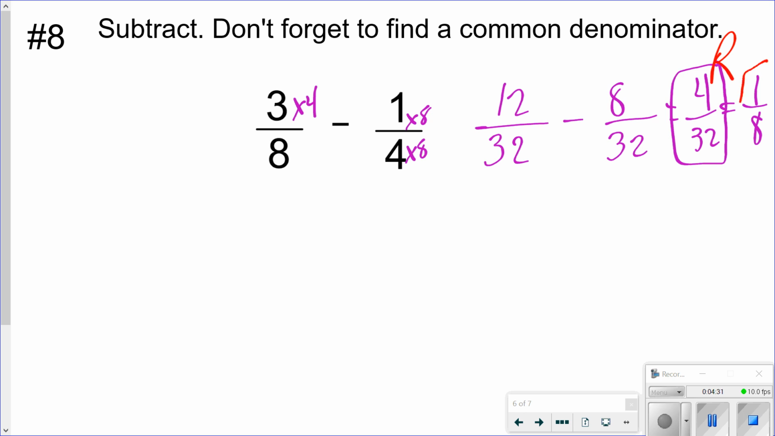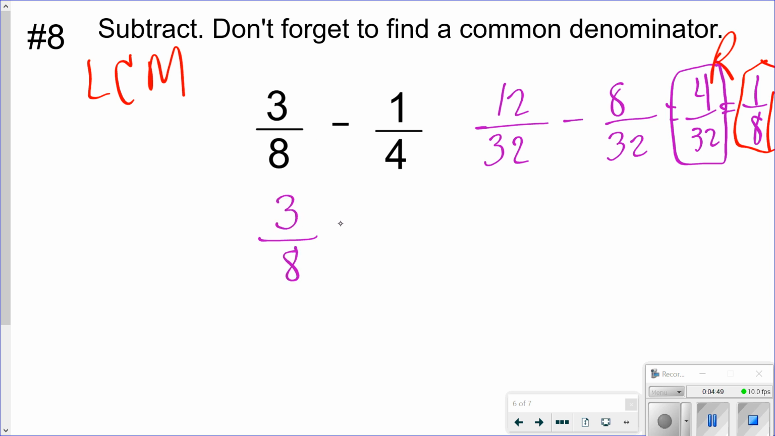Let me show you what would have happened if we used the least common multiple. So 3/8. Let me get rid of some of that. All right, so our least common multiple is actually 8. 4 is a factor of 8, so we're going to keep this first fraction and not change it. And then the second fraction, we'll turn the 4 into an 8 by multiplying by 2.